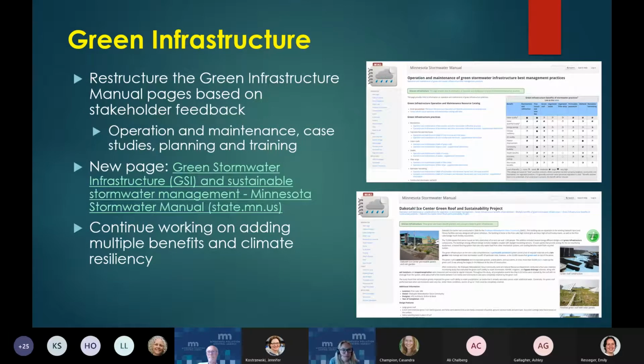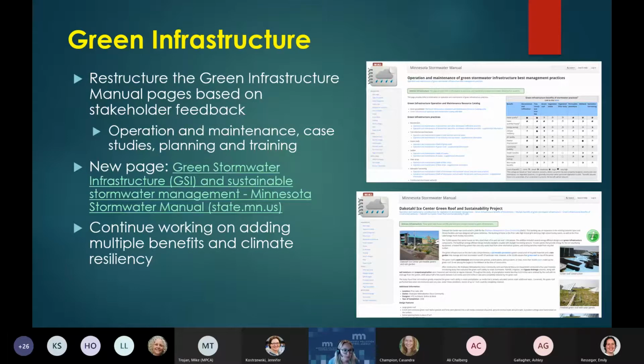So the green infrastructure work in the manual really kicked off in 2020. So we've been working on developing content for the last 2 years now. And we really wanted to look at restructuring the green infrastructure manual based on stakeholder feedback. So thank you to anybody that's on the call that was involved in any of this work. It's been super helpful, and we've been able to create pages and sections and content with your help. I think I'm going to just go right into opening up the manual.